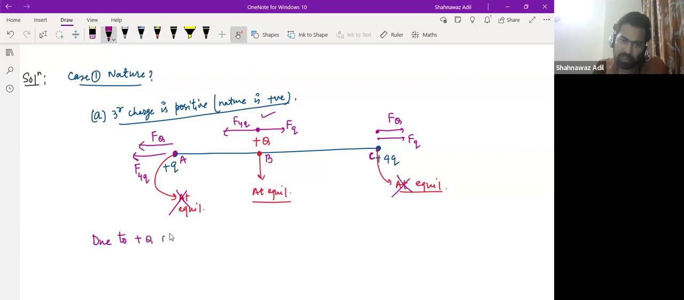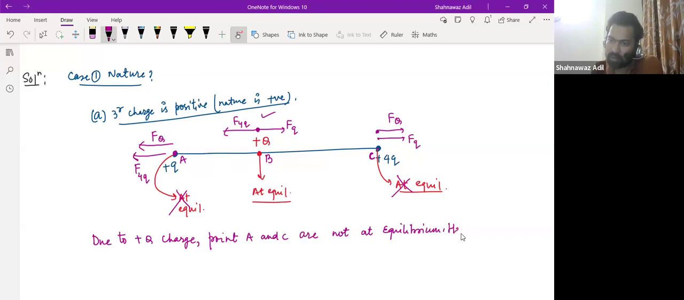Due to plus Q charge, points A and C are not at equilibrium. Hence, the nature cannot be positive. Right, this is one thing. Okay, is this part clear?